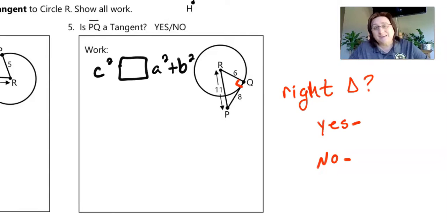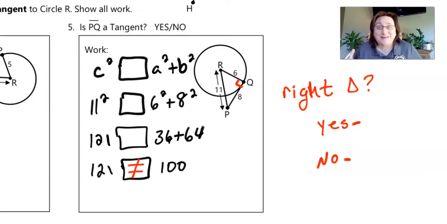I want you guys to plug this in, and I want you to tell me, are they equal? They're not equal, are they? No. So if they're not equal, that means that this is not a right triangle because a squared plus b squared does not equal c squared. So that means that no, this line segment PQ is not tangent to circle R. Okay? All right, so you're going to test those on 4 through 7, and you're going to see whether or not you have a right triangle.